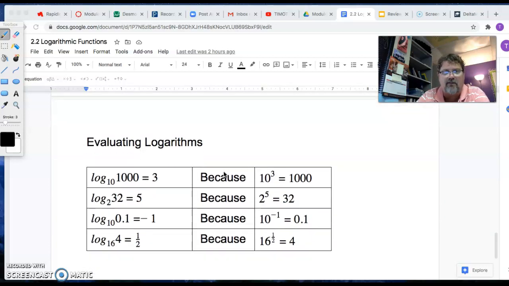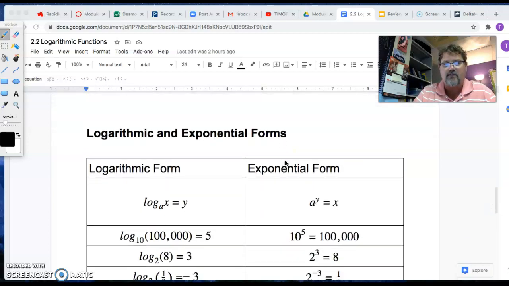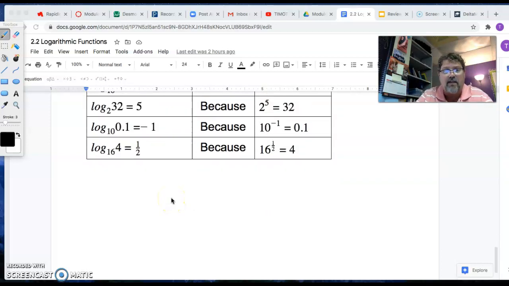And down here, evaluating logs, log base 10 of 1,000 is 3 because 10 cubed is 1,000. And it's using this property to kind of move this stuff around. Okay? And this is actually 1/10, right? 10 to the negative 1 is 1/10. 16 to the 1/2 power. 1/2 powers are roots. And I'll get into more detail about that in another video, because this one's going long on me. Okay, that's our intro.